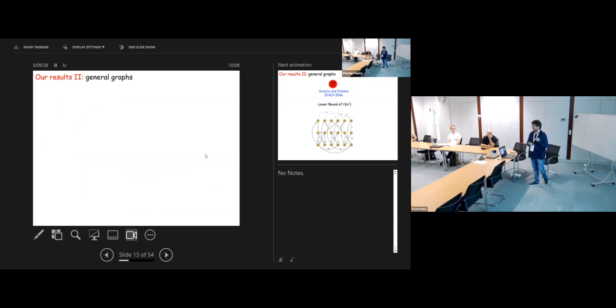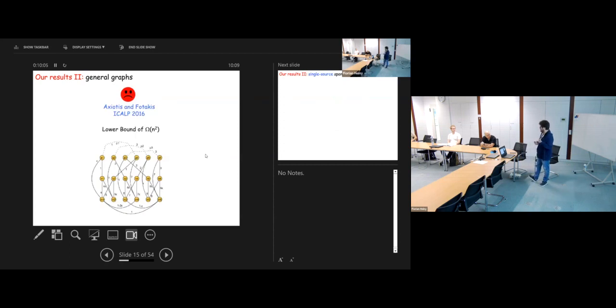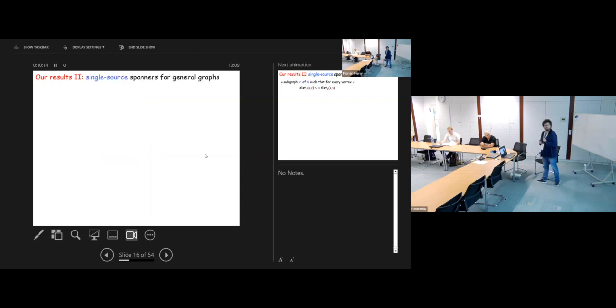Let me move to the second bunch of results, which are for general graphs. Remember that for general graphs, the strong Axiotis and Fotakis lower bound applies. So we have to somehow restrict our problem. In order to do so, we focus on the single source case, where we want to essentially approximately preserve distances from a given source vertex S to any other vertex in the graph.